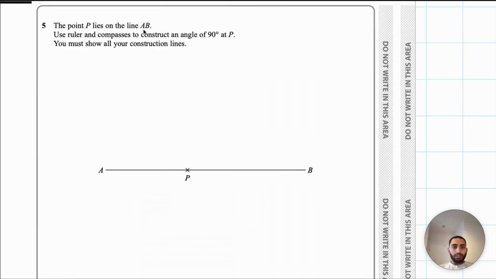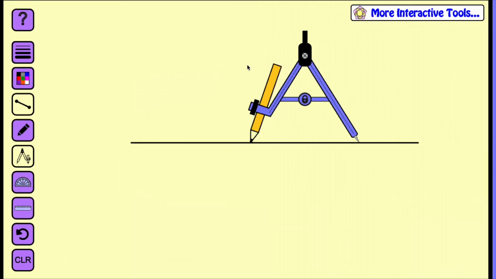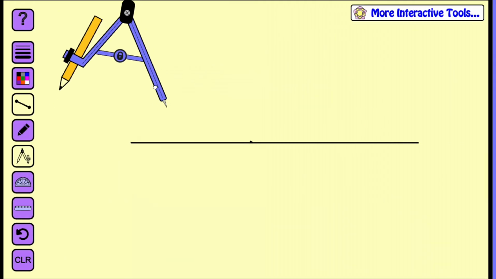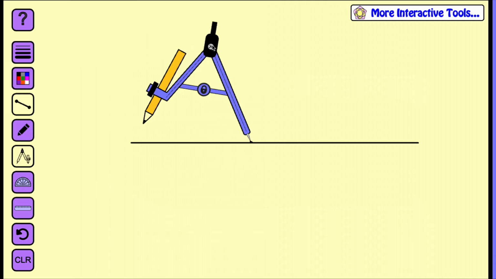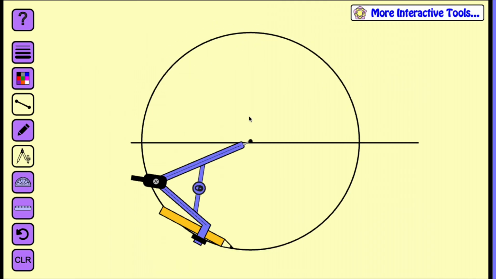Question 5. The point P lies on the line AB. Use ruler and compasses to construct an angle of 90 degrees at P. Show all your construction lines. I've got P over here, and I need to take my compass. I'm just going to put it at any point. I'm going to draw a circle from the center at P.